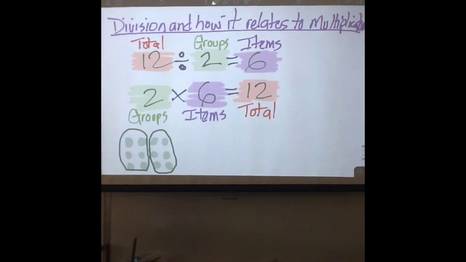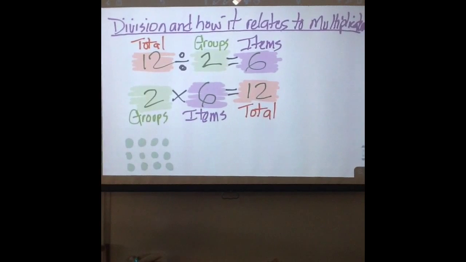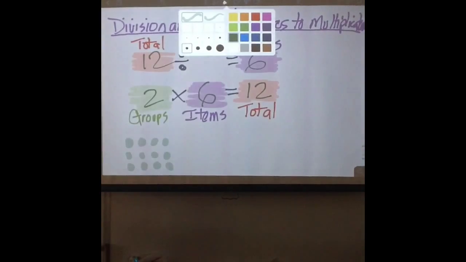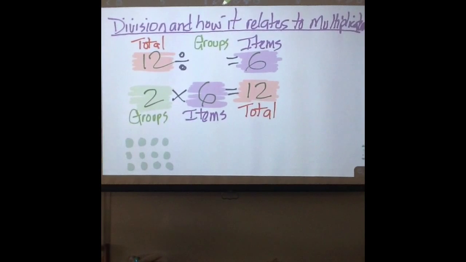I bet we could do this in another way. What do you think? You think we could do it in a different way? Yes. Okay, so let's leave our 12 there. And I'm going to remove some things, and this isn't going to be pretty, so please just bear with me.